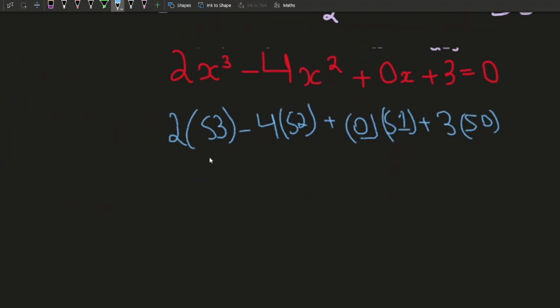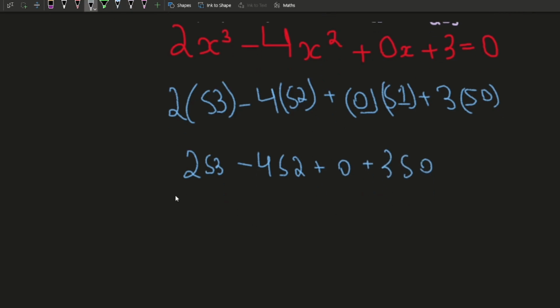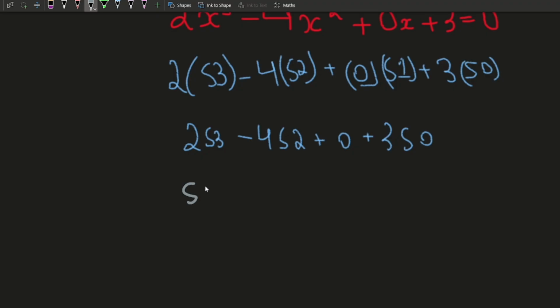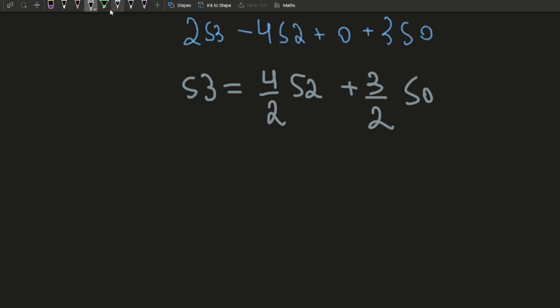Now we simply have to make S3 the subject. So this will be 2S3, this will be minus 4S2, this will be 0, this will be 3S0. Let's make S3 the subject. S3 will be equal to 4 divided by 2 S2 plus 3 divided by 2 S0. Cancel, this will be 2, so S3 will be equal to 2S2 plus 3 over 2 S0.